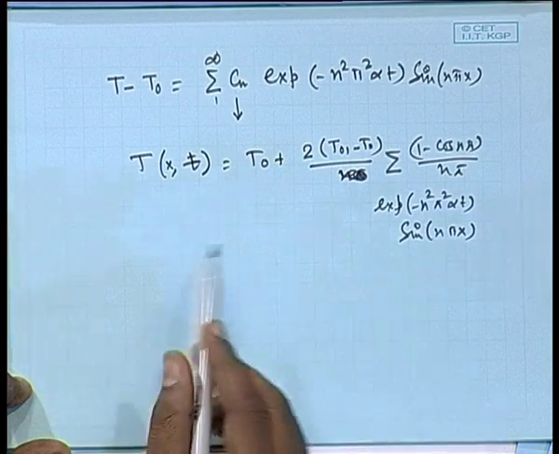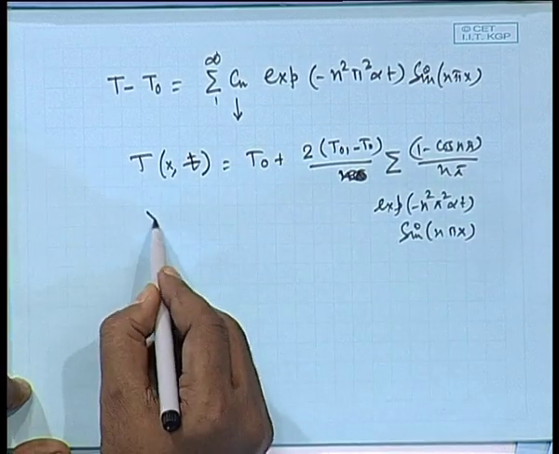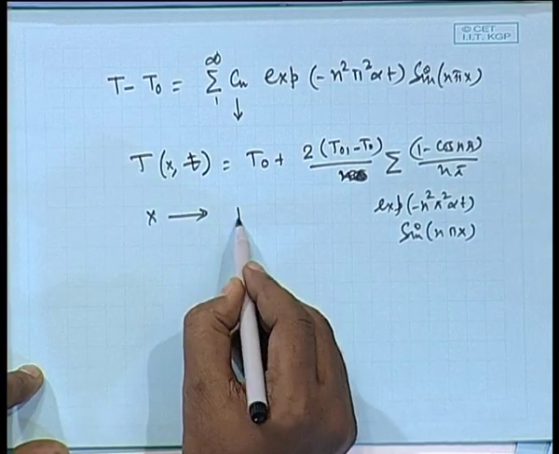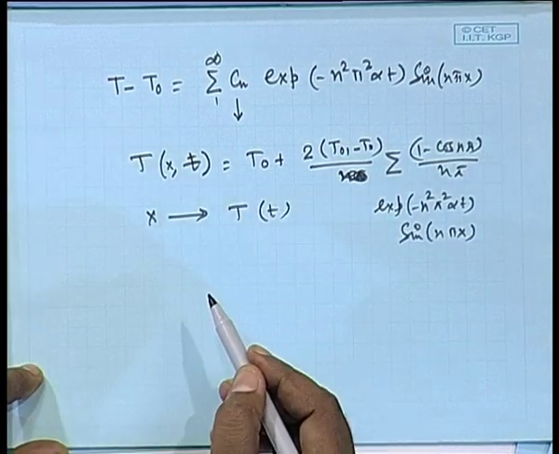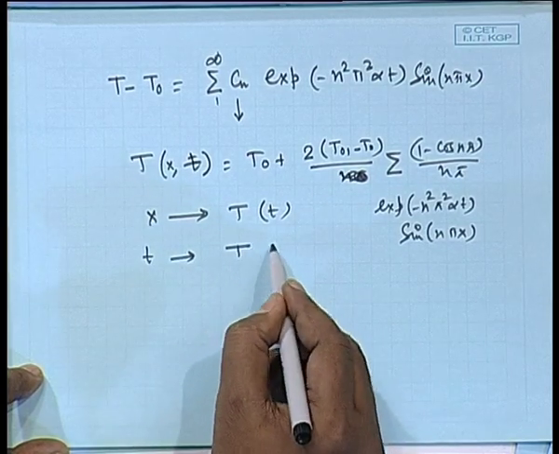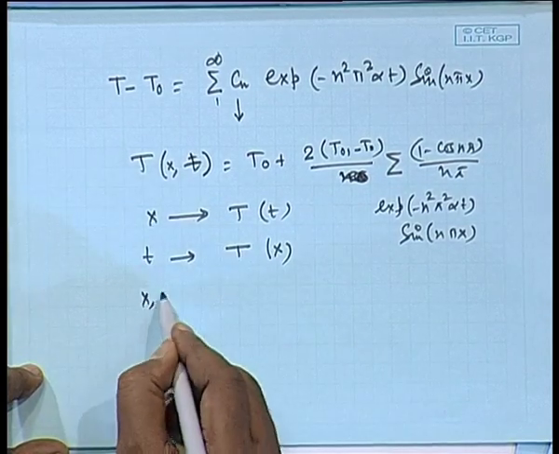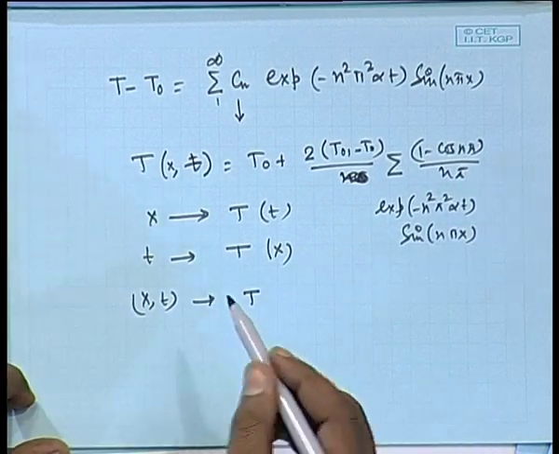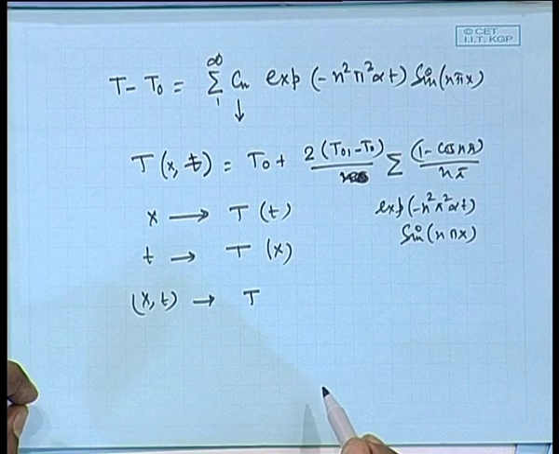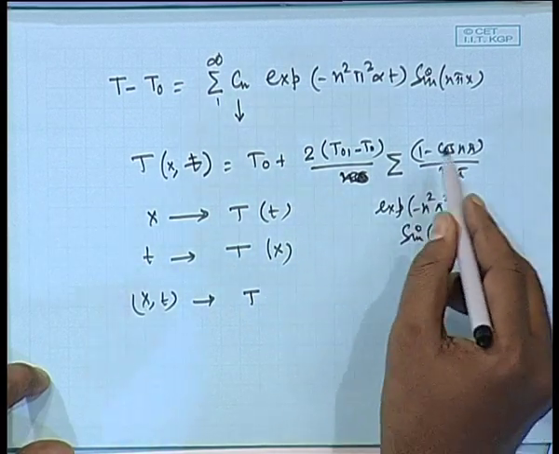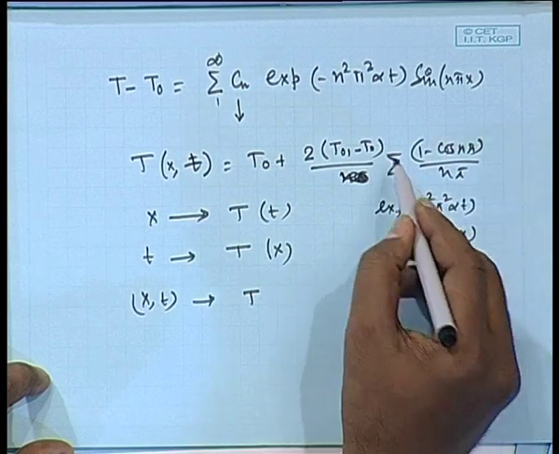Okay. Now, for any x location you can get a profile of T as a function of time. For any time you can get T as a function of x. For any particular x and t, you will be getting the point value of temperature at that particular location and at that particular instant. Now, if you look into this summation, how will you compute it?